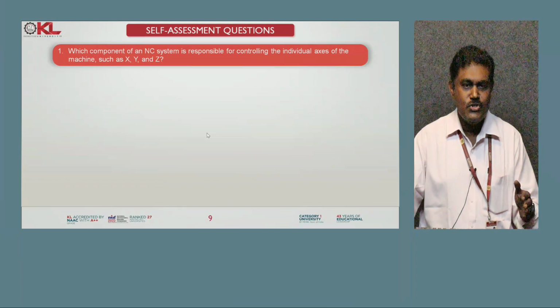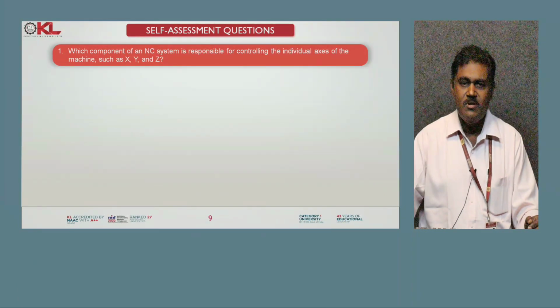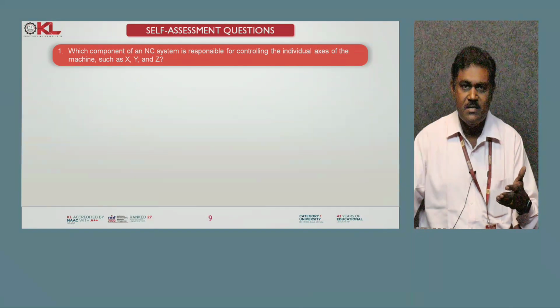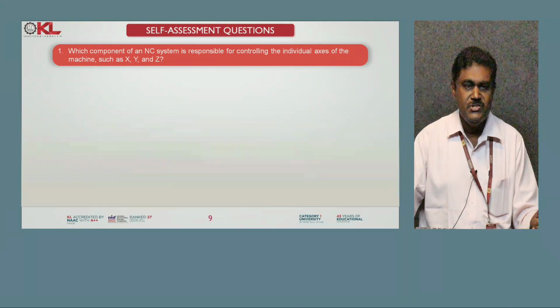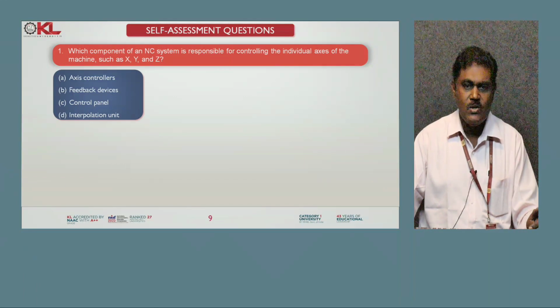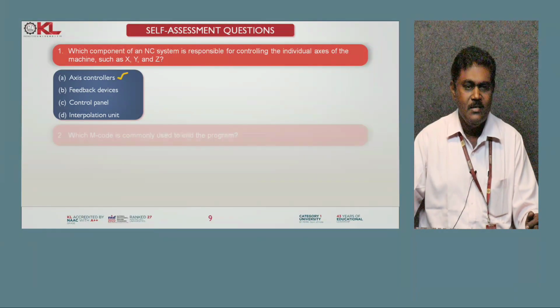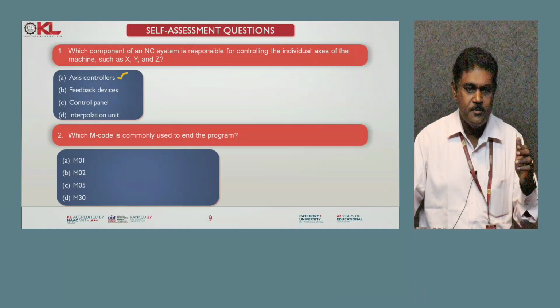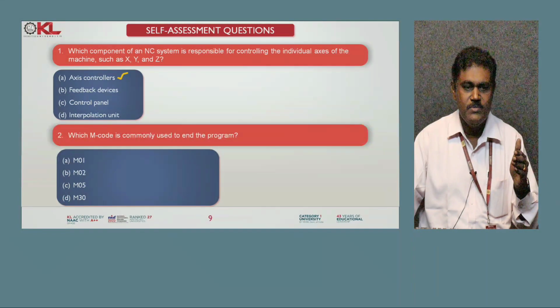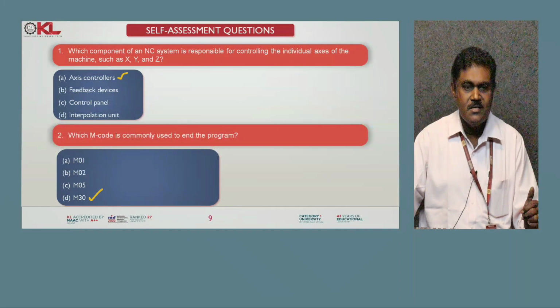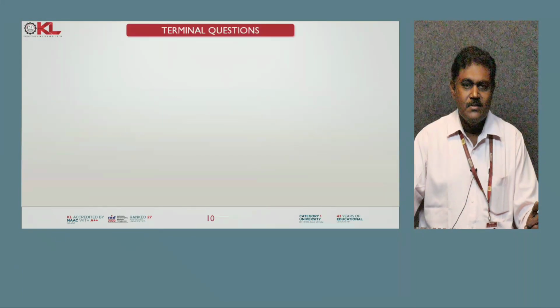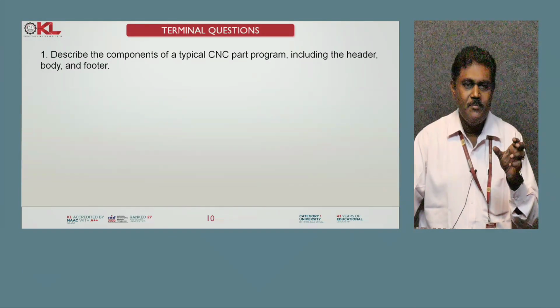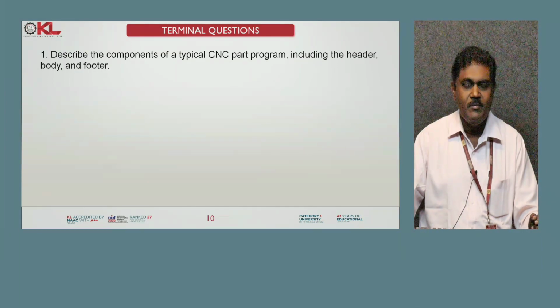Self-assessment questions. Which component of an NC system is responsible for controlling the individual axis of the machine, such as X, Y, and Z? The options are axis controllers, feedback devices, control panel, interpolation unit. The answer is axis controllers. The second question is, which M code is commonly used to end the program? The options are M01, M02, M05, M30. The answer is M30.